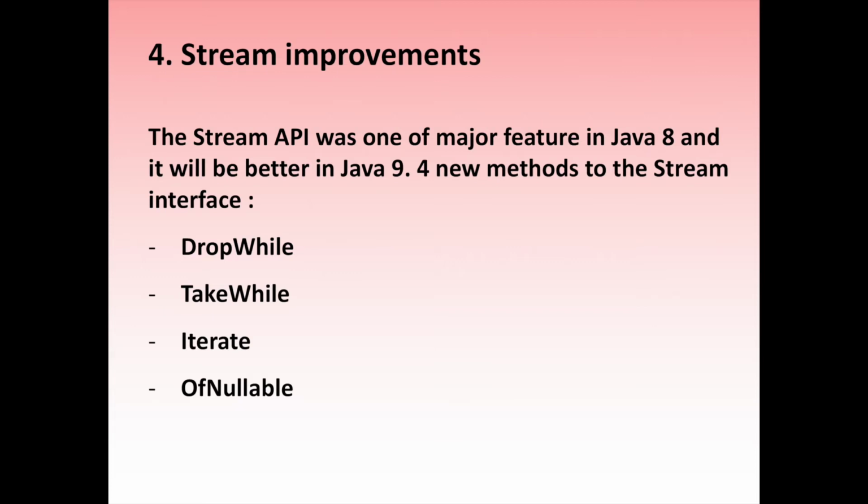It takes the initial value of the stream, the condition that defines when to stop iterating and the step function to produce the next element. OfNullable, as the name suggests, lets you create streams from objects without the need to check for nulls. It returns a sequential stream containing a single element, if non-null, otherwise returns an empty stream.